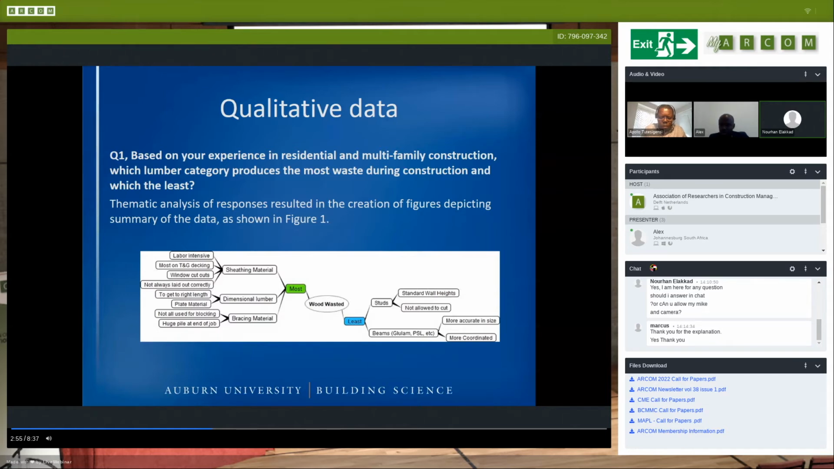The first question was, based on your experience, which lumber category produces the most waste during construction and which the least? Based on the answers that were given, after we put them in the software, the types of lumber that produce the most waste were sheathing material, dimensional lumber and bracing material, and the least were studs and glue laminated beams. And this is just the methodology that we use for all the questions.